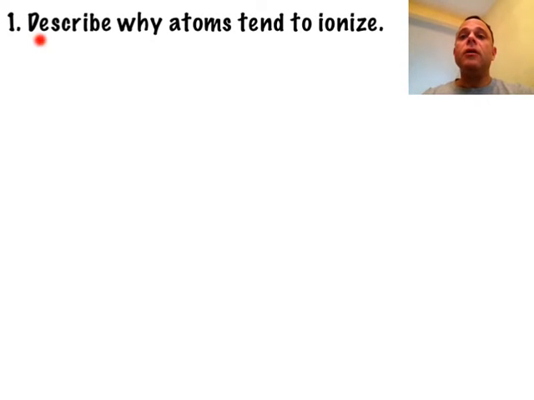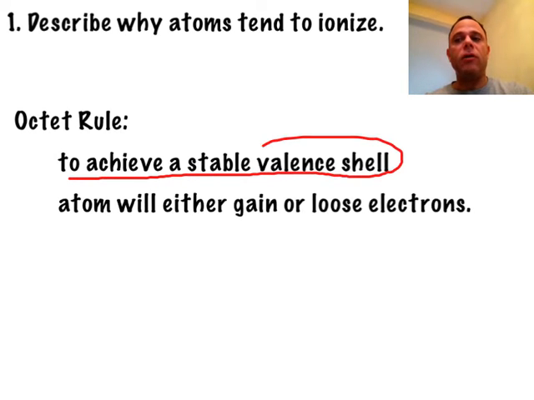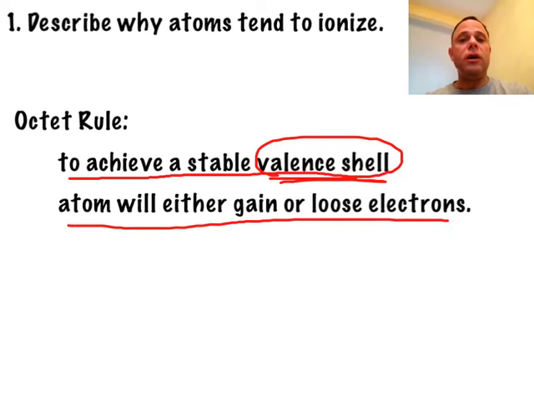Alright, let's begin. We want to describe why atoms tend to ionize in the first place. Let's re-examine this rule called the octet rule. And remember, the octet rule has us thinking that to achieve a stable valence shell, remember a valence shell is the outermost shell of an atom, atoms will either gain or lose electrons.